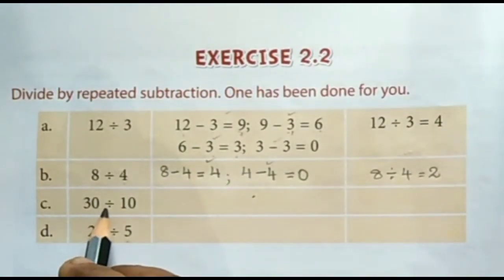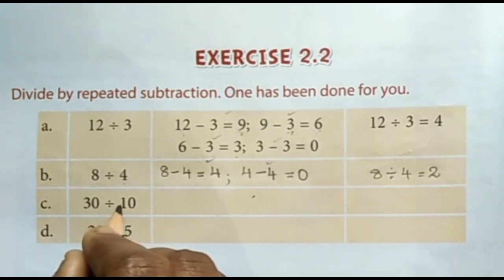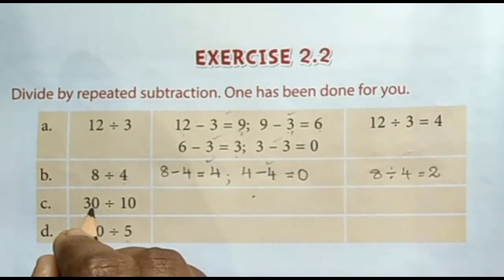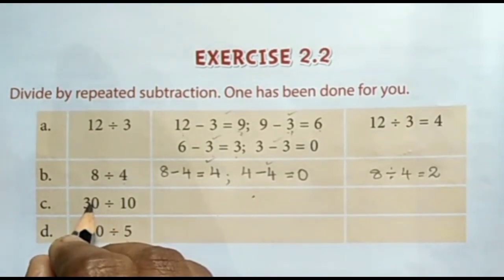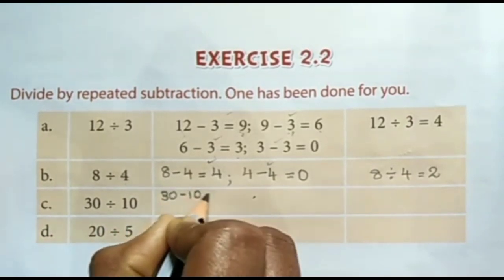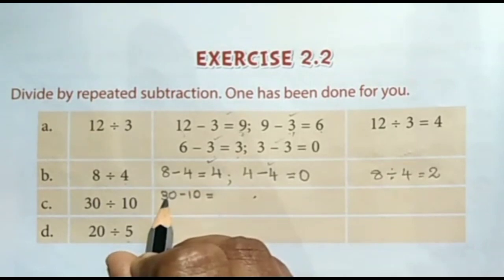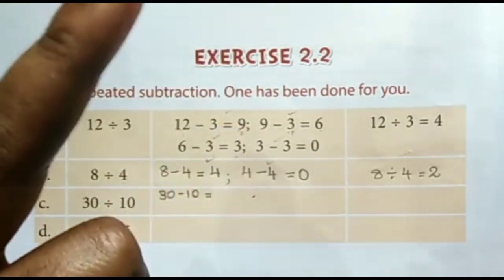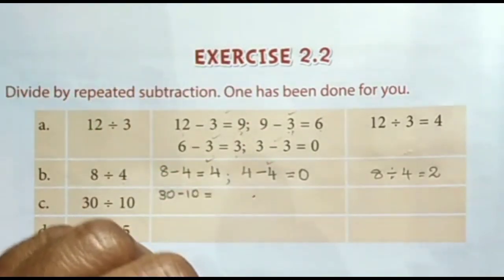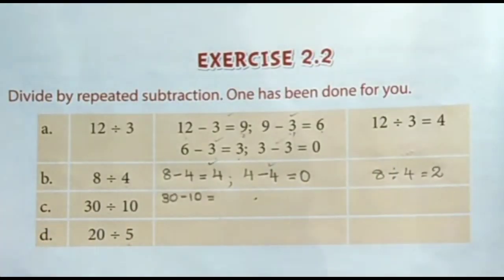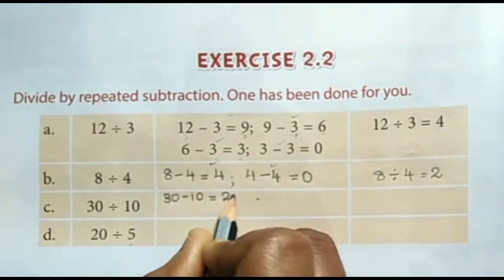Next question is 30 divided by 10. 30 divided by 10 means we have to subtract 10 from the number 30 repeatedly till we reach the number 0. So first we should subtract 30 minus 10. 30 minus 10, the answer is, yes, we should count backward 10 numbers from the number 30. So 29, 28, 27, 26, 25, 24, 23, 22, 21, 20. So 30 minus 10, the answer is 20.